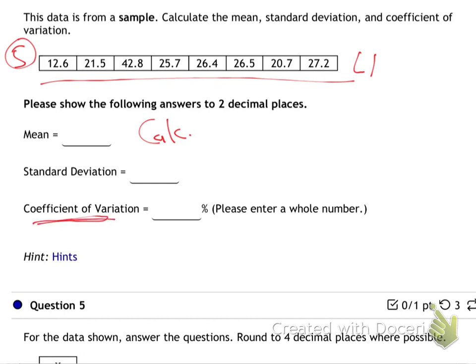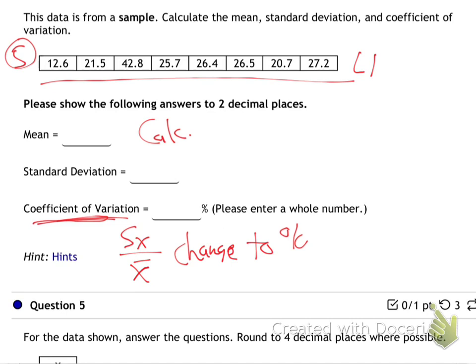So I just want to show you the one new part, which is coefficient of variation. What that is: S sub x, the standard deviation, which the calculator will give you, over x bar, times 100%. Or I'll just write it that way. So use your calculator. It'll tell you S sub x and x bar.